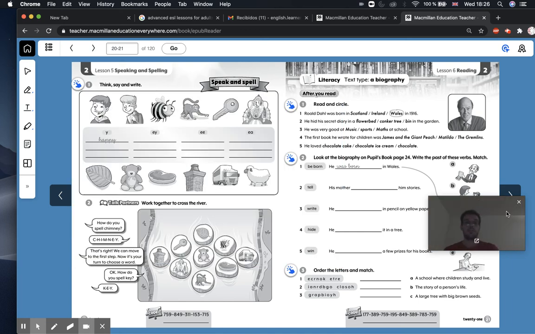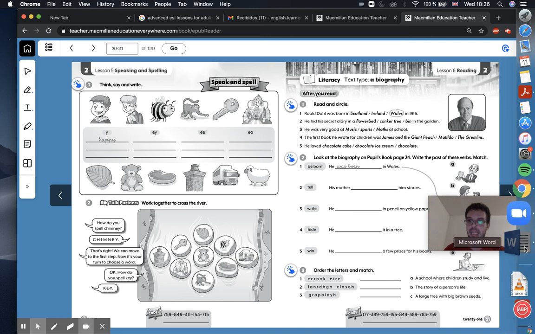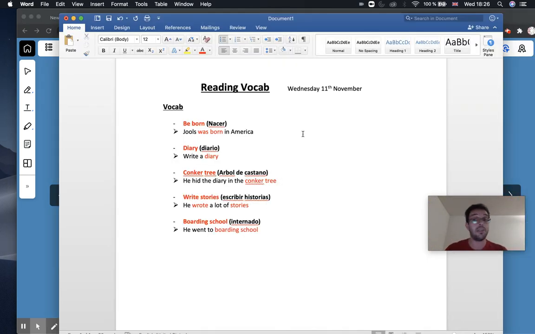Very good. Now, if you have all this, then we can finish the class, okay? So you should have page 21 in your activity book, exercise 1, 2, and 3, all finished. And this vocabulary written in the notebook, okay? If you have all of this, then we can finish the class.